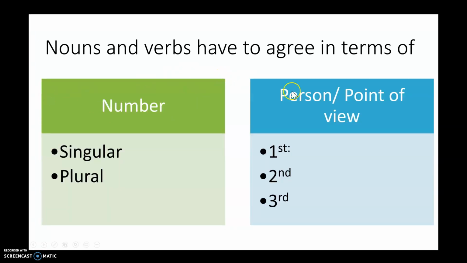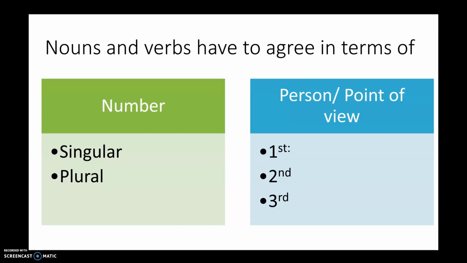So nouns and verbs have to agree in terms of number and person. So number refers to whether or not the noun-verb combination is singular or plural. Normally it refers to the noun being singular or plural. So a singular noun is one of something. So it would be the cat. My cat's walking up to me right now. A plural noun would be the cats or cats. So there's more than one of it.